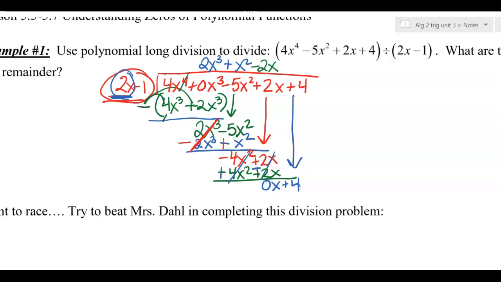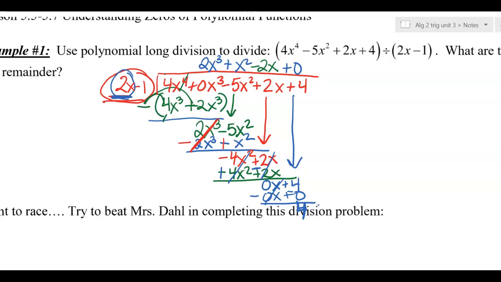What would you multiply times 2x to get 0x? 0, okay, so I would choose 0 here. And that would make 0x plus 0. And then remember, we're changing the sign. Let's cancel out. And then we end with 4. Now, how do I know to stop when I get to 4? 2 reasons.